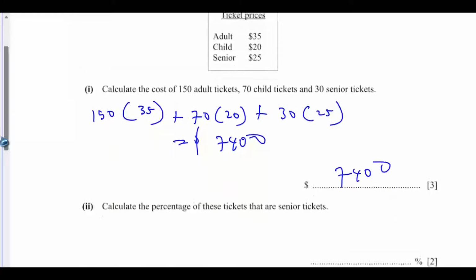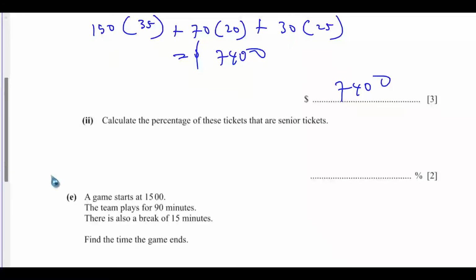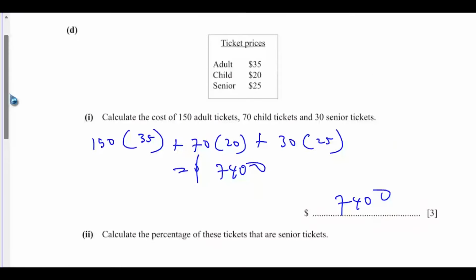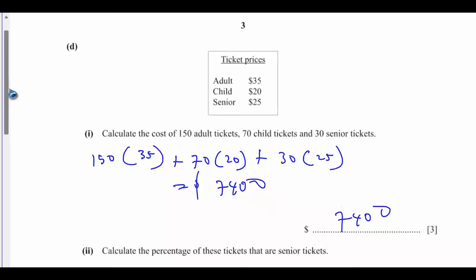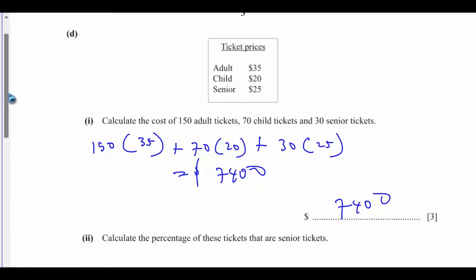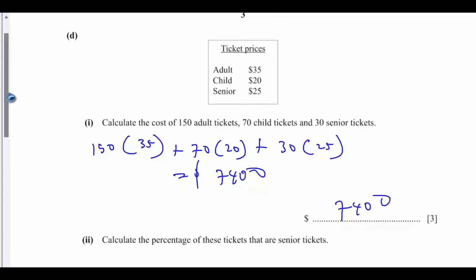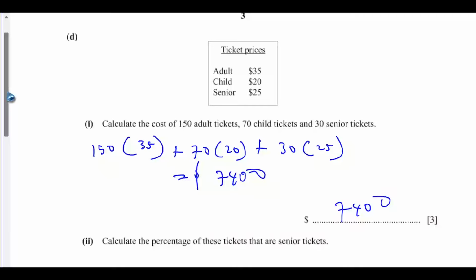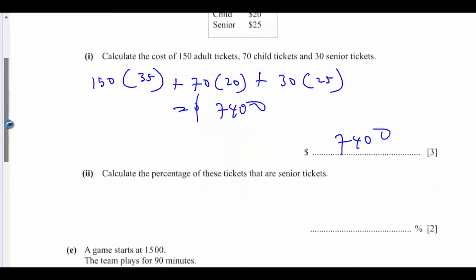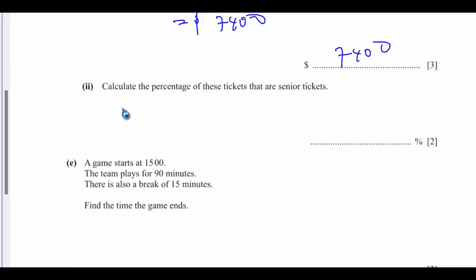7400. Let's go to Roman figure 2. Calculate the percentage of these tickets that are senior tickets. Okay, so the number of adults is 150, the number of children is 70, senior is 30. So the total will be 250. So let's write: adults 150, children 70, senior 30.